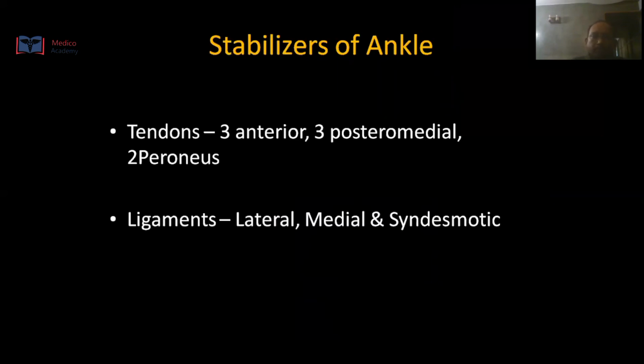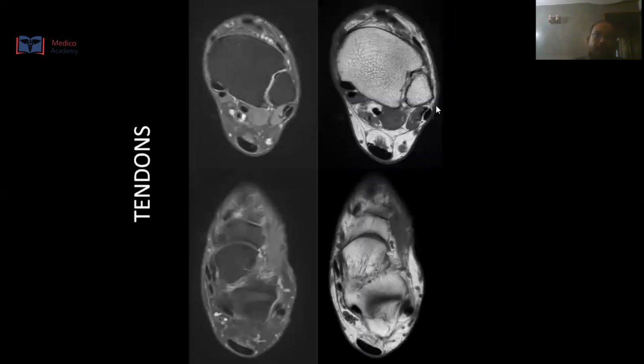Coming to the anatomy of the ankle, there are three anterior tendons, three posteromedial tendons, and two peroneal tendons. There are medial, lateral, and syndesmotic ligaments. So these are the basic stabilizers of the ankle. Coming to the tendons, this is the axial view of the ankle joint.